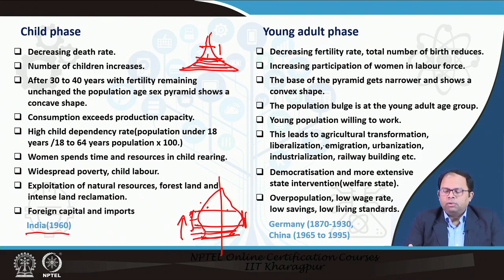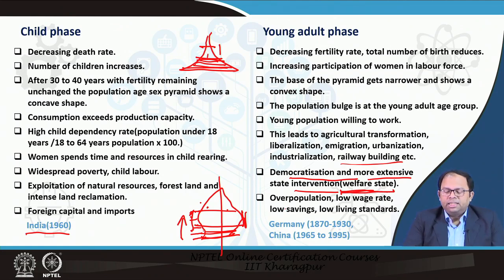Young population is willing to work, even at lower wages. This leads to agricultural transformation, liberalization, immigration, urbanization, industrialization, railway building, and so on. Because there are a lot of young people, they are also asking for their rights. So democratization takes place, and the state also intervenes in the life of the people by providing certain facilities. So we can say gradually we are moving to a welfare state system.